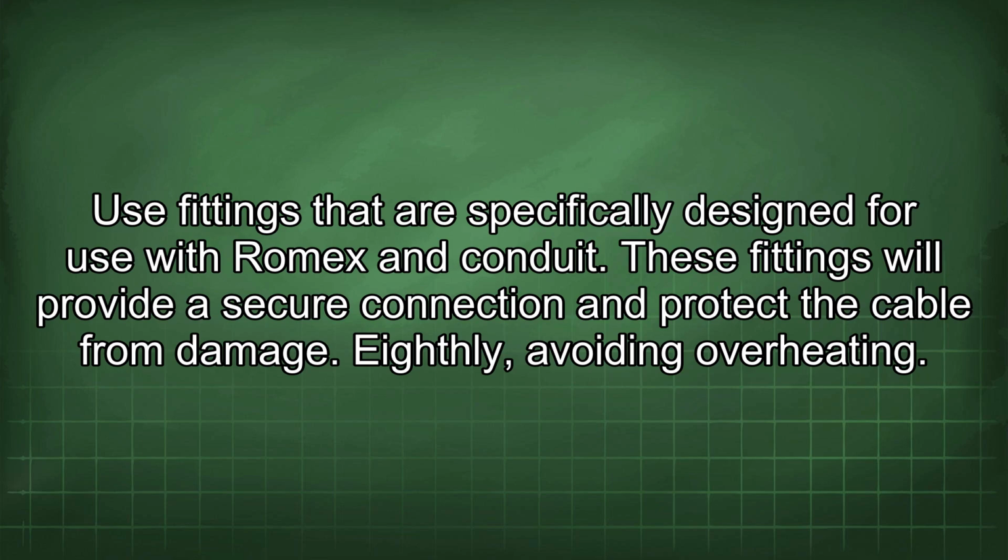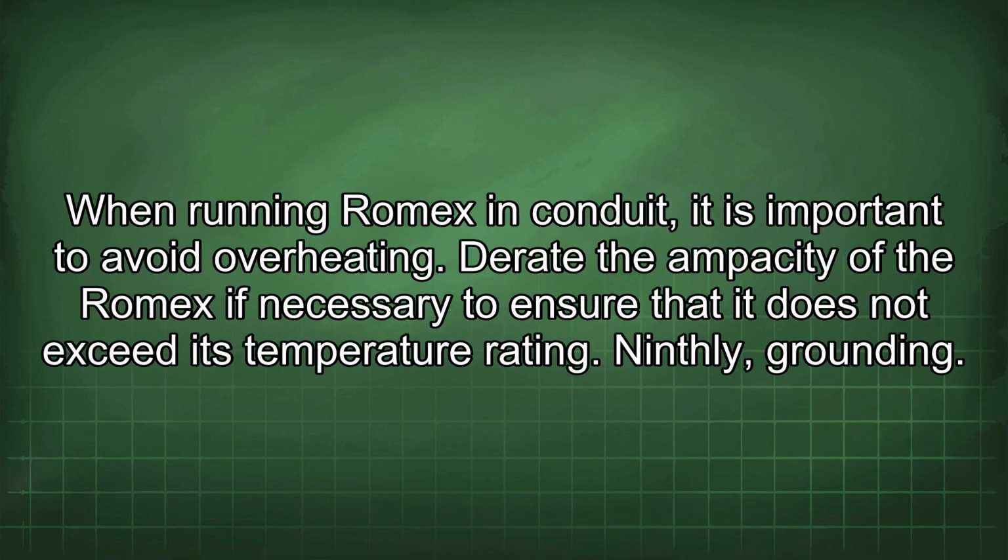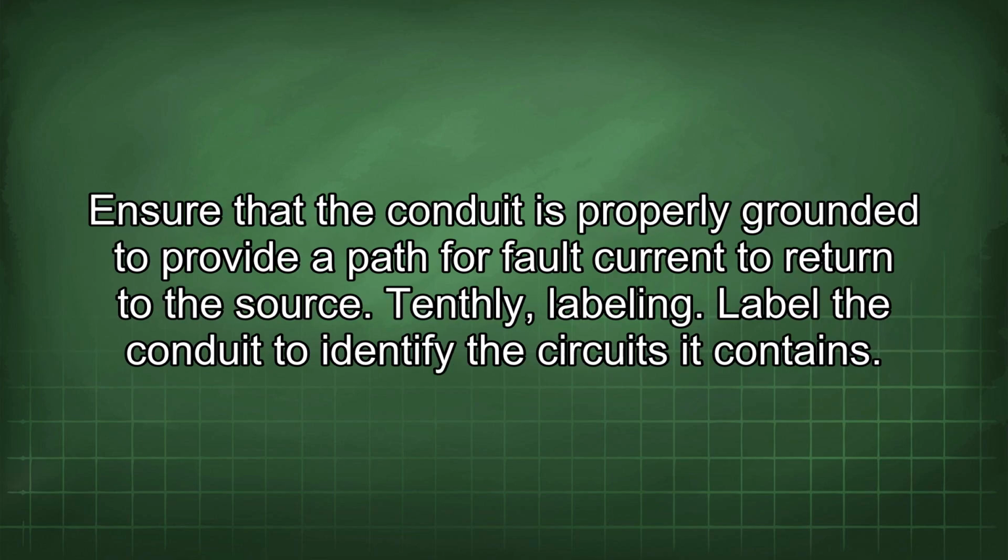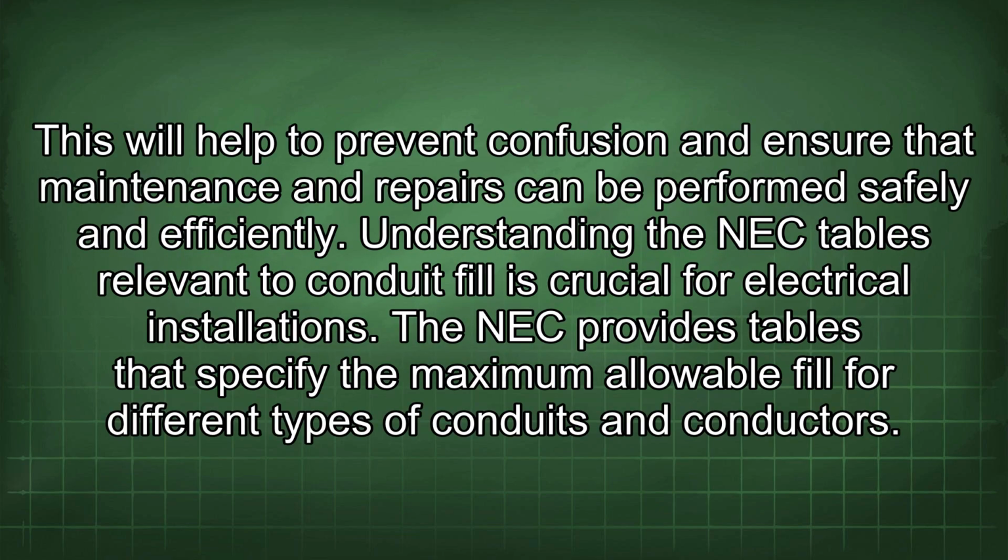Eighthly, avoiding overheating. When running Romex in conduit, it is important to avoid overheating. Derate the ampacity of the Romex if necessary to ensure that it does not exceed its temperature rating. Ninthly, grounding. Ensure that the conduit is properly grounded to provide a path for fault current to return to the source. Tenthly, labeling. Label the conduit to identify the circuits it contains. This will help to prevent confusion and ensure that maintenance and repairs can be performed safely and efficiently.